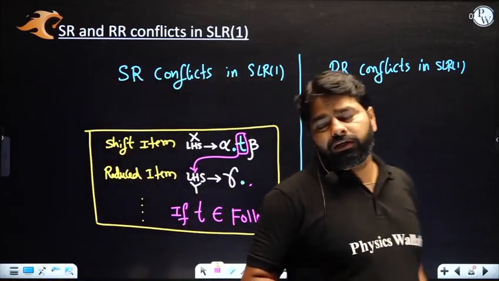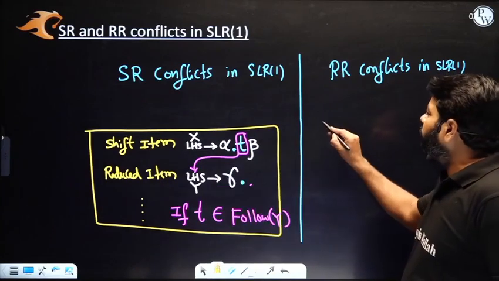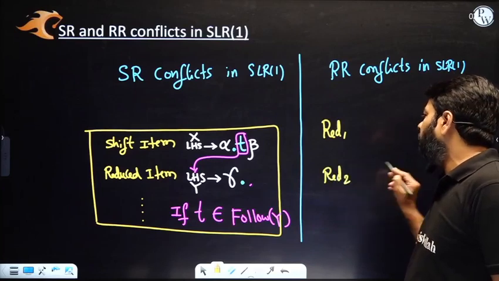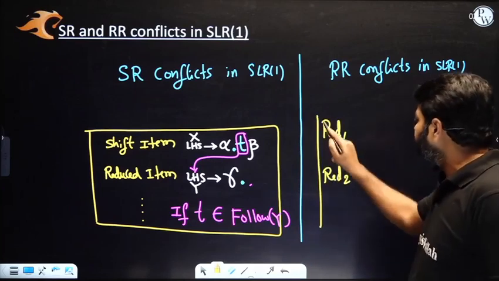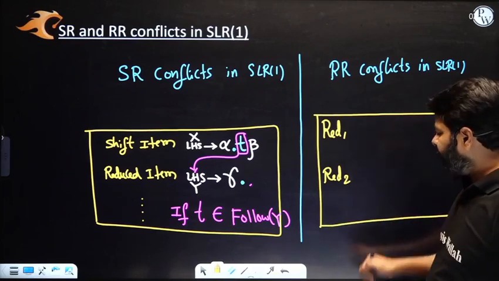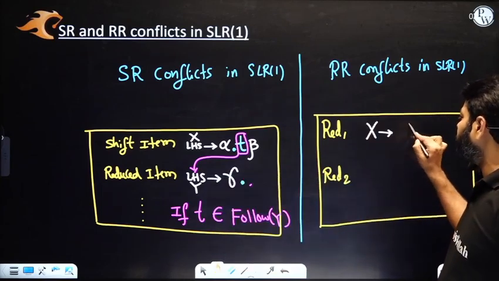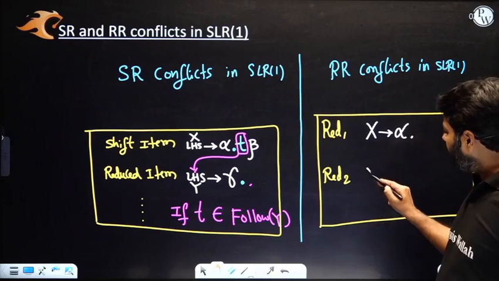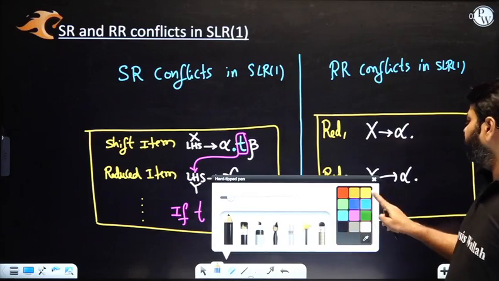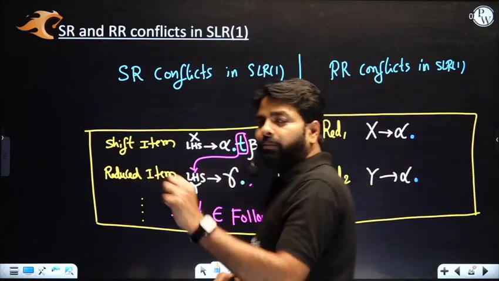What is an RR conflict? RR means we have two reduced items, let us say RED1 and RED2, in the same state. What do you mean by a reduced item? Reduced means, let us say, X derives alpha dot. Here, let us say Y derives alpha dot. We have two reduced items here. Only look at the dot. If the dot is at the end, it means it is reduced.